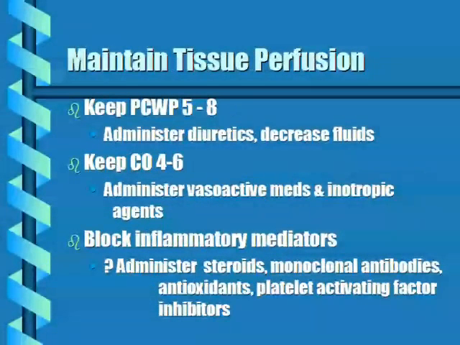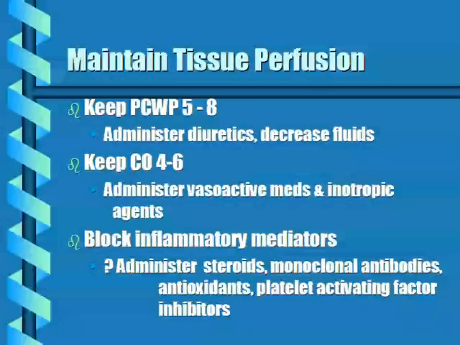So as the nurse, if we look at it by nursing diagnoses, we want to maintain tissue perfusion. So we want to keep that pulmonary capillary wedge pressure or occlusive pressure between 5 and 8. To do that, we will administer diuretics and decrease their fluids. We want to keep their cardiac output between 4 and 6. So to do this, we'll administer your vasoactive medications and your inotropic agents. And both of these interventions are done to decrease fluid leakage into the lungs.